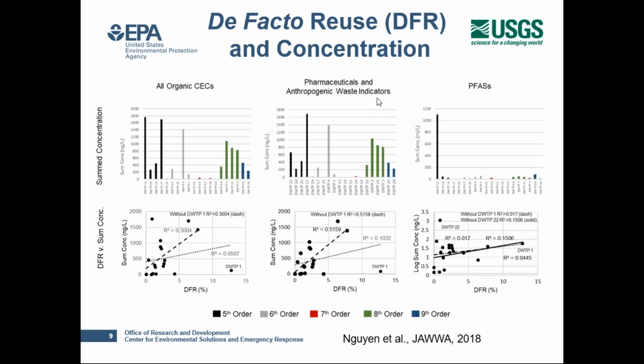So that's interesting. It shows that most of these compounds probably do have a wastewater source, and that's a strong indicator of what's going on there. Now, if we compare that to PFAS, even if we throw out utility 1 and utility 2 or 22, which had very high concentrations, at best we're looking at 0.15, so 15% of the difference in the concentrations can be attributed to DFR. So this really suggests that PFAS isn't coming from wastewater in these locations.